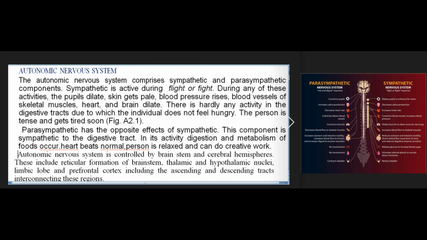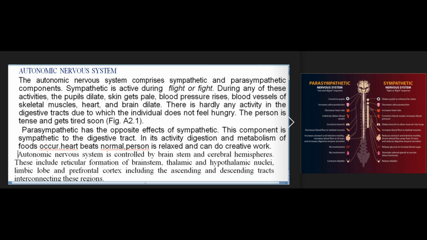During any of these activities, the pupils dilate, skin gets pale, blood pressure rises, blood vessels of skeletal muscles, heart, and brain dilate. There is hardly any activity in the digestive tract, due to which the individual does not feel hungry. The person is tense and gets tired soon.